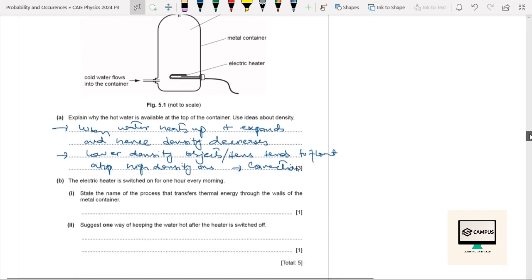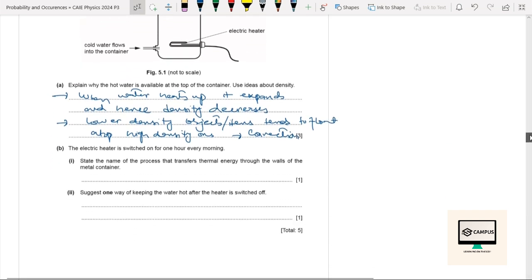The electric heater is switched on for 1 hour every morning. State the name of the process that transfers thermal energy through the wall of the metal container. Now, the "through the wall" part is very important, because if that's not given, there are a lot of ways where thermal energy can be transferred, like radiation, where thermal energy is radiated in the form of electromagnetic waves, not even requiring a medium. But here it's mentioned that this is through the walls, so this is conduction.